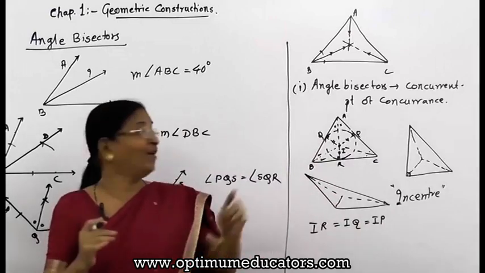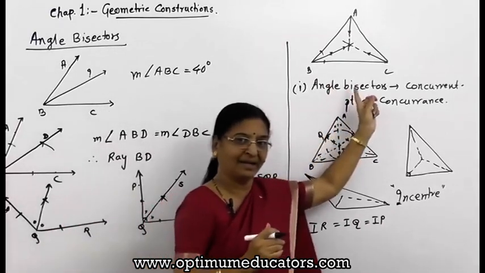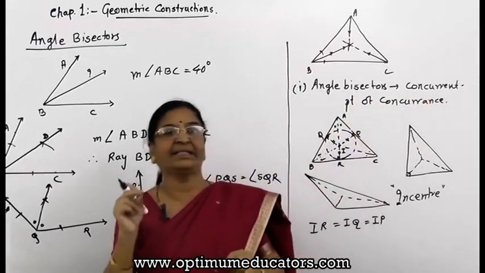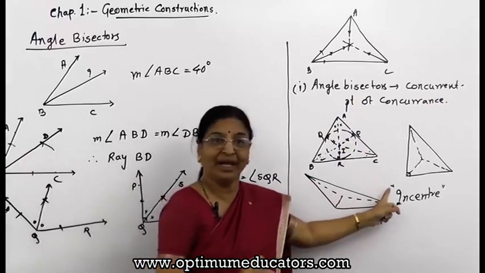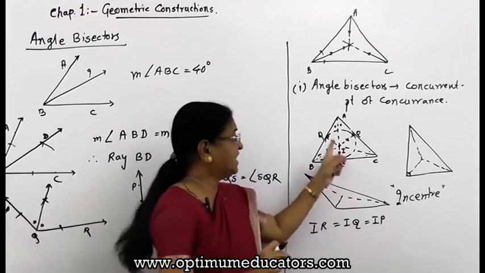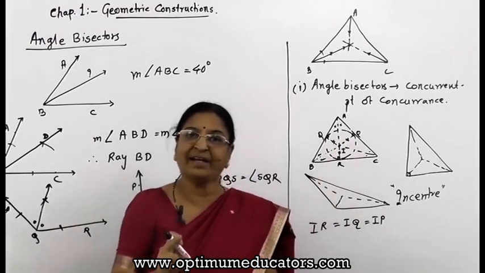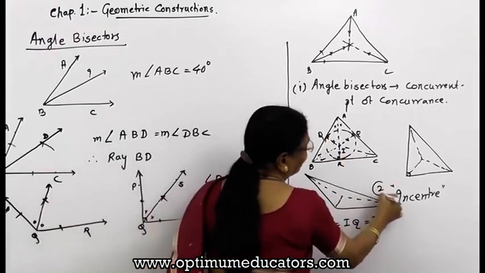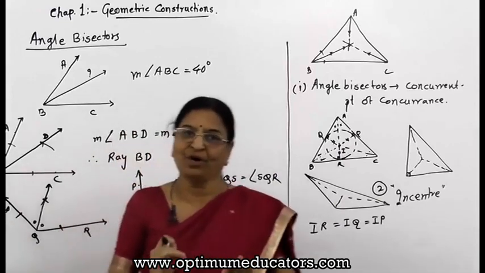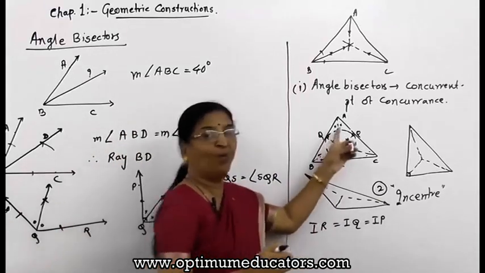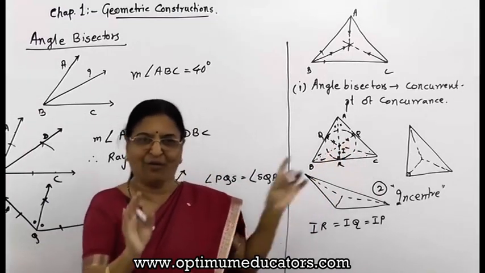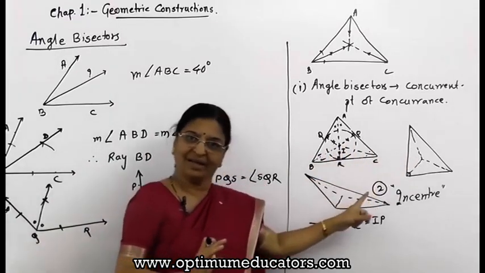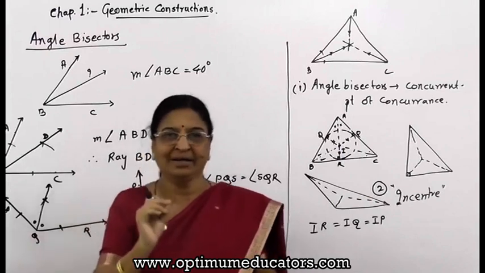Okay, so the first property about the angle bisectors is that all the angle bisectors are concurrent, they intersect in one point. The second property is that this point of concurrence is equidistant from all the three sides, and so you can draw an incircle. So these are the two important properties of angle bisectors. One more important thing we can notice, of course it is not a special property, is that angle bisectors are always inside the triangle.